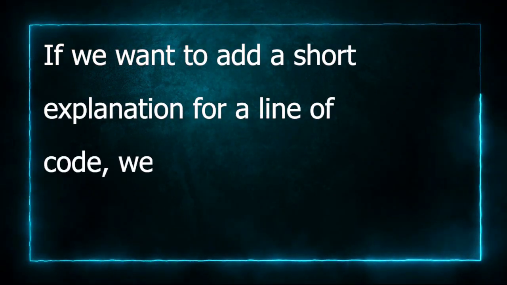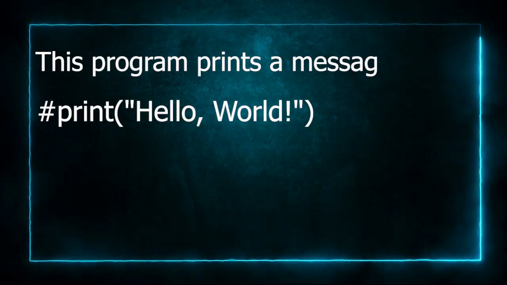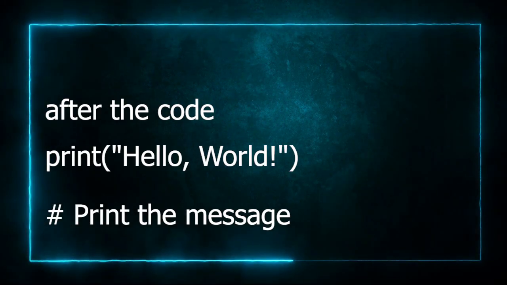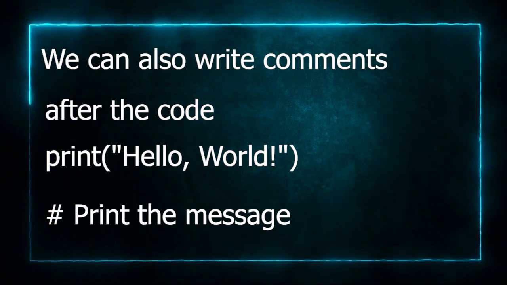If we want to add a short explanation for a line of code, we use a single-line comment. This program prints a message: print, hello, world. We can also write comments after the code: print, hello, world, # print the message.